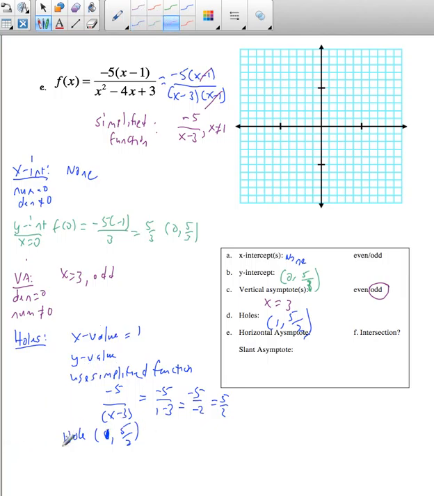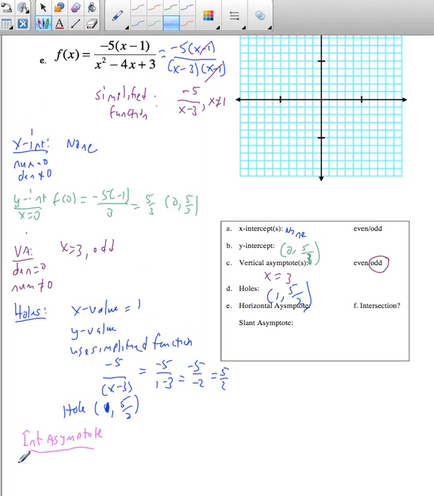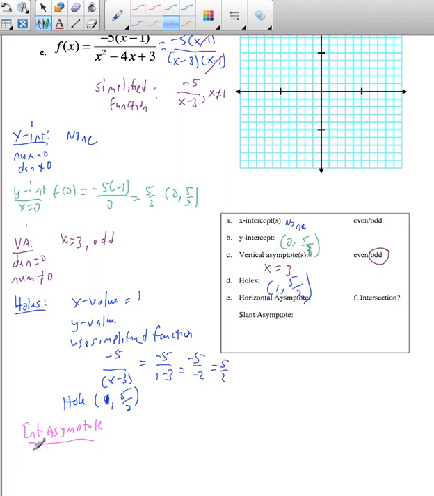Now we're going to look at asymptotes. For the horizontal or slant asymptote, we're going to look at the degree of the numerator and the degree of the denominator. So the degree of the numerator for this function is 1. So n equals 1. The degree of the denominator is 2. n is less than d. That means we have a horizontal asymptote at y equals 0.